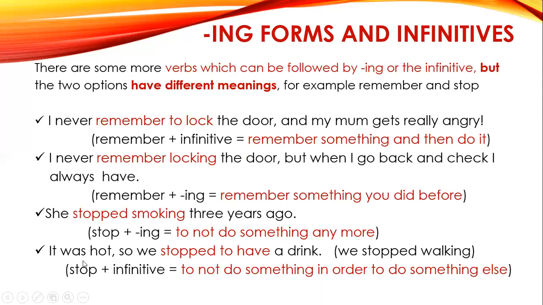But when you say it was hot, so we stopped to have a drink. In that case, we stopped because we were walking. In this case, you use stop plus infinitive. We stopped to have a drink. So in this case, the meaning changes. The meaning is to not do something in order to do something else. Okay? So you have to be careful when using the infinitive or the -ing forms in some verbs because the meaning could change. Okay?